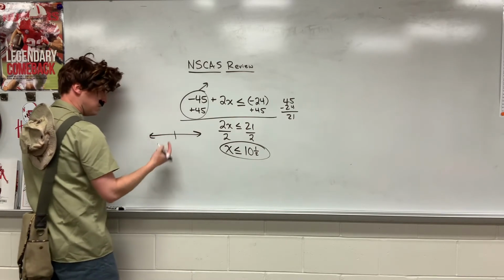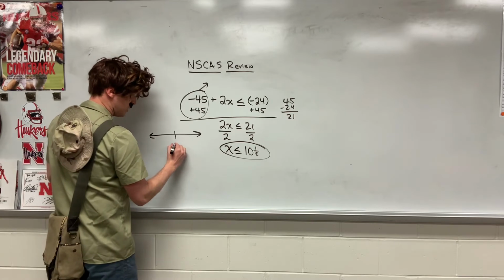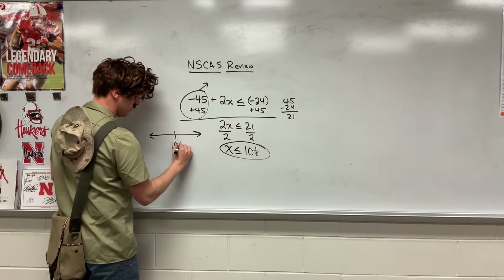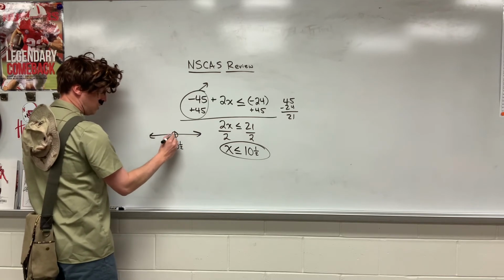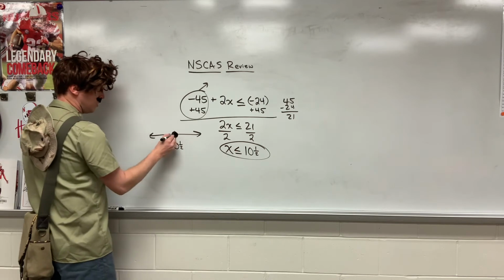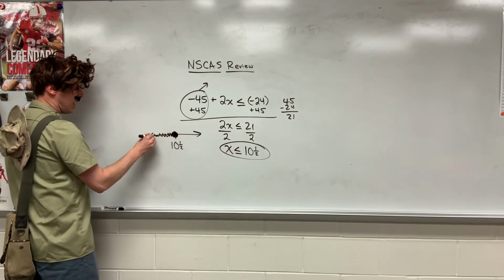Let's put the answer in the middle, that's fine. Okay, I'm going to say we have 10 and a half. Okay, if it's less than or equal to, we're going to circle and we're going to shade it in. And then less than goes to the left. So that will be a graph of your answer.